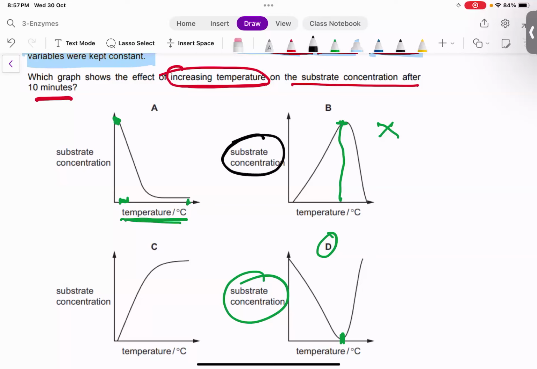So actually this might confuse some students, as we normally plot rate on the y-axis and temperature on the x-axis. So this looks the same as the graph that students are generally familiar with, but they don't consider that this y-axis has been replaced with the substrate concentration, or this rate has been replaced by the substrate concentration. So this is not the correct option. So D is the correct choice in this case.